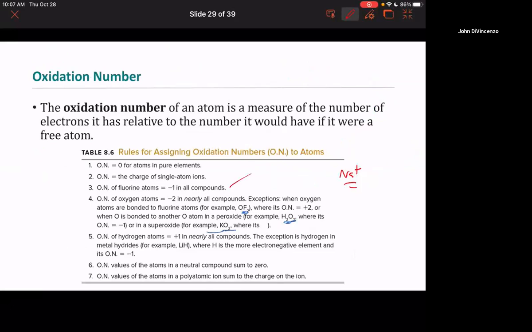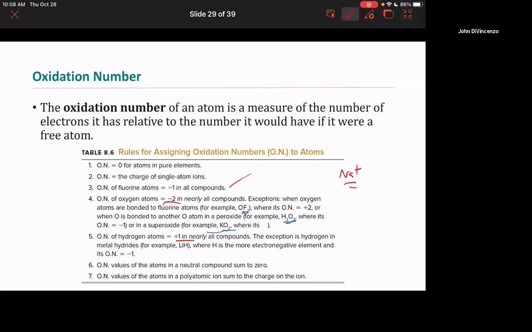Fluorine's -1 pretty much in all compounds. It's the most electronegative element, so that makes sense. It's always going to be the one that grabs the electrons in a compound. And then there's oxygen, -2, we've talked about already with a few exceptions. Hydrogen's +1 in nearly all compounds. There's a few exceptions there. Once again, don't worry about exceptions for Gen Chem 1, but you see when it's bound to something like a metal, like lithium hydride there, it actually is -1.